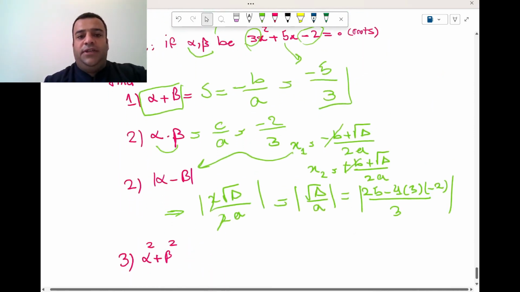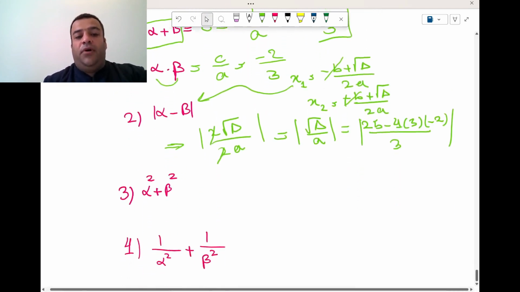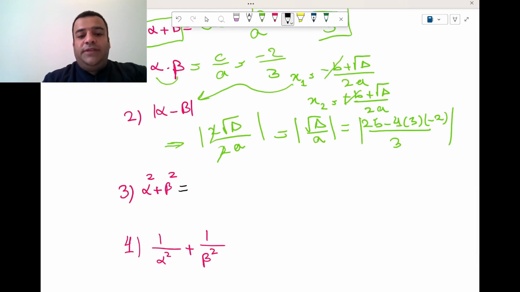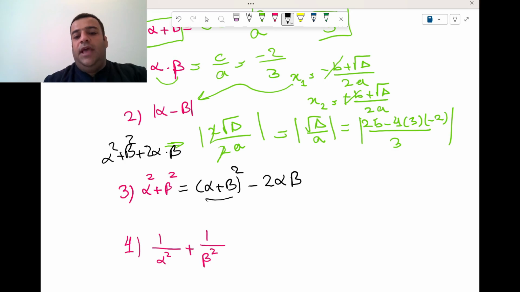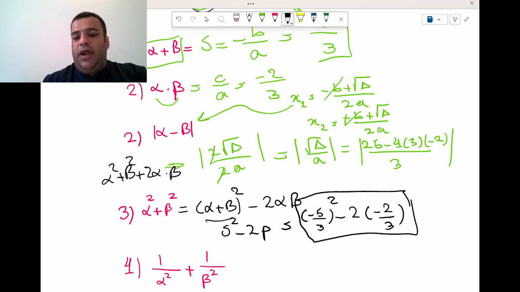But here, consider alpha and beta are roots of this equation. We want to find alpha power 2 plus beta power 2. Instead of this, I can write alpha plus beta power 2 minus 2 alpha beta. Yes, because alpha plus beta squared is alpha power 2 plus beta power 2 plus 2 alpha times beta, and they cancel each other. That is s squared minus 2p. And our s here is minus 5 over 3 squared minus 2 times minus 2 over 3, and that is our answer.